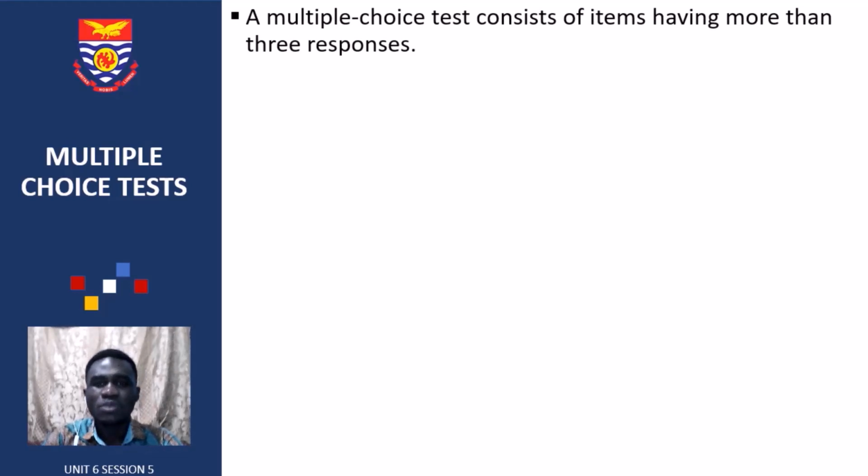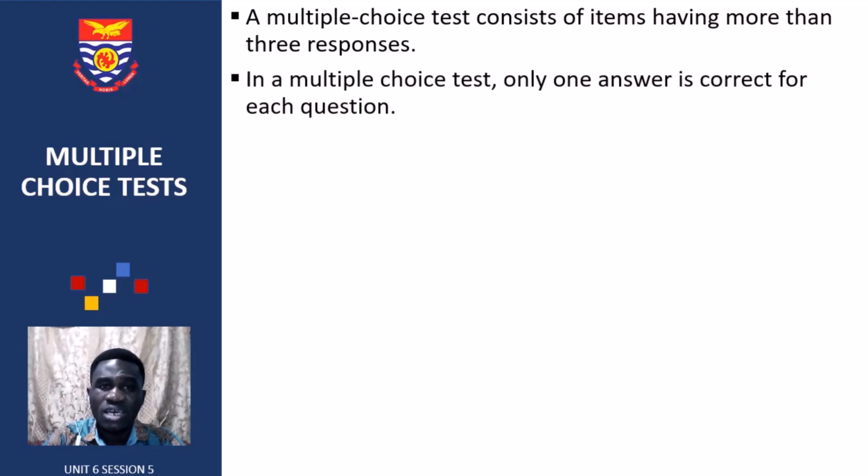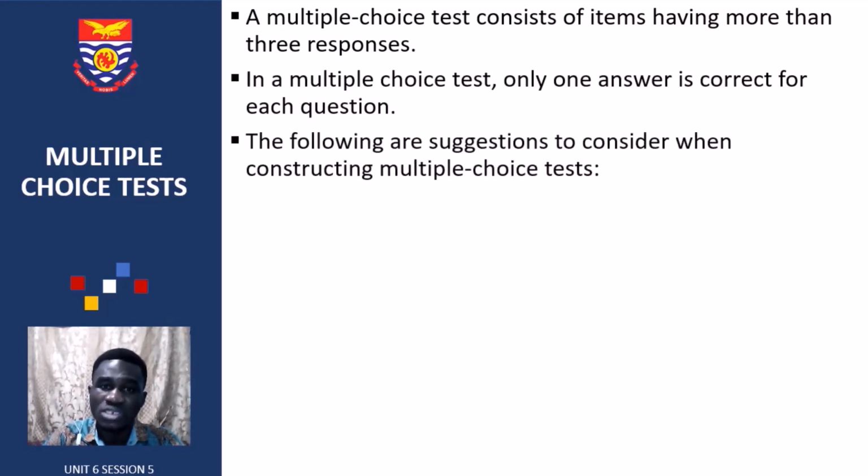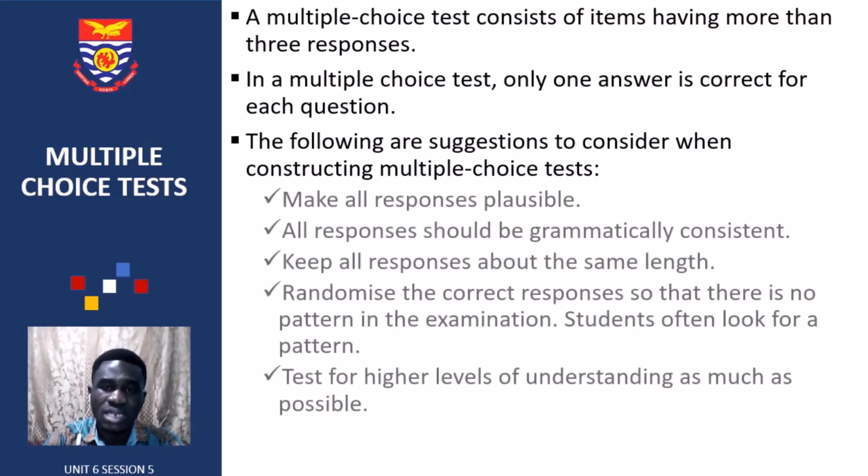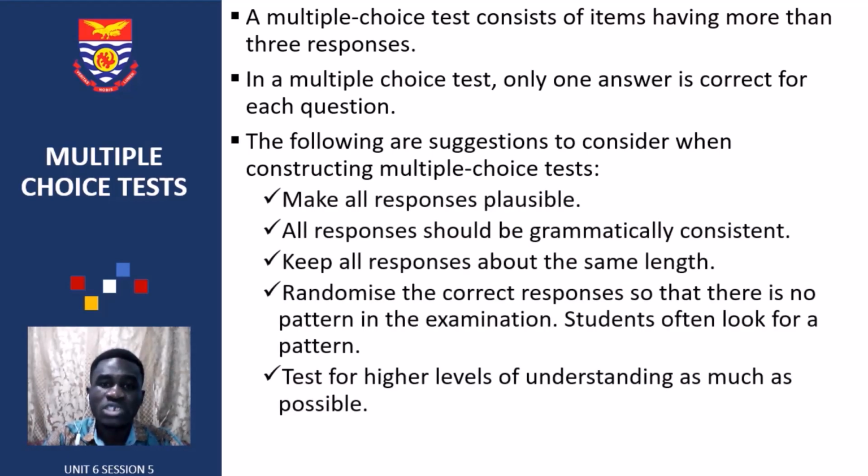Now let's look at the multiple choice test. A multiple choice test consists of items having more than 3 responses. In a multiple choice test, only one answer is correct for each question. These are some suggestions to consider whenever you are constructing multiple choice test items. Make all responses plausible. All the responses should be appealing to the learner. They should all look like answers that the learner can just select. And all responses should be grammatically consistent.